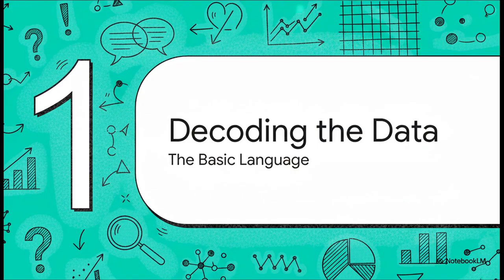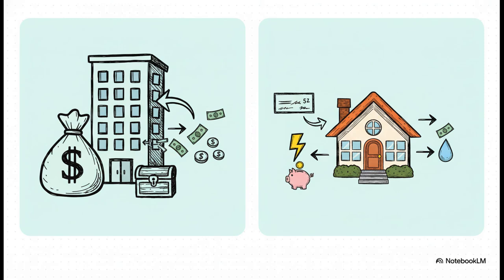Okay, first things first. We have to learn the basic language of this report. Before we can understand the story, we need to know what the key terms and numbers actually mean. This is going to give us the foundation for everything else that follows. Now, what's really interesting is that a company's financial report isn't all that different from your own household budget. Seriously, a company has income, which is kind of like your paycheck. It has expenses, just like your monthly bills. And what's left over, the profit, is basically its savings. It's the same logic, just with a lot more zeros.